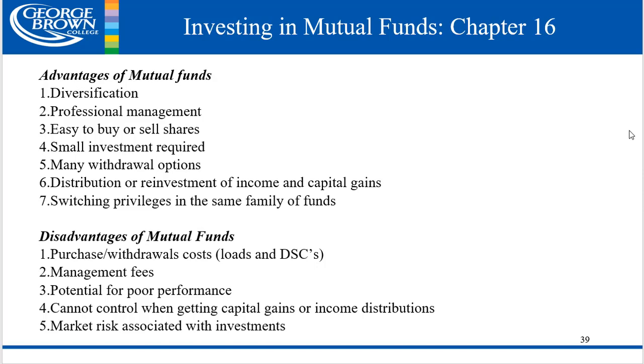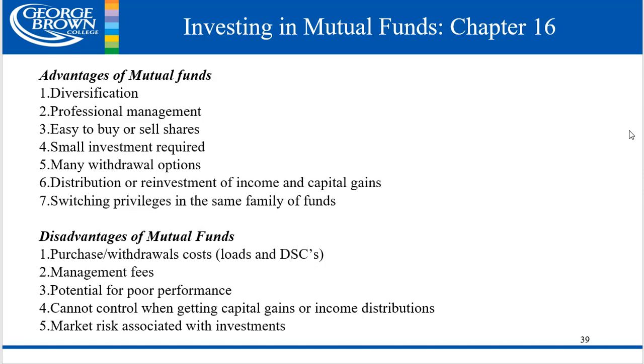Many withdrawal options, number 5. Number 6, distribution or reinvestment of income and capital gains. And finally, number 7, there may be switching privileges in the same family of funds. What does that mean? It means I could change from an index fund to a stock fund to a bond fund without incurring any substantial fees.